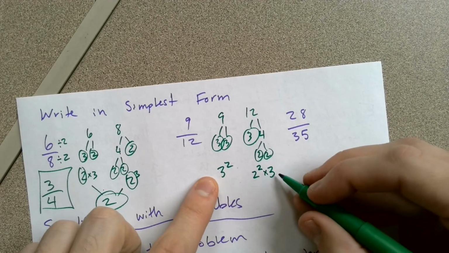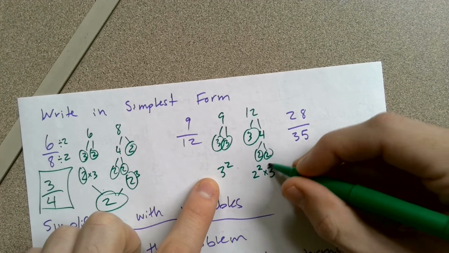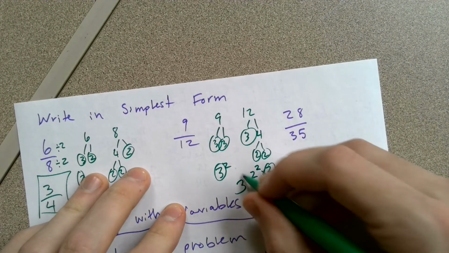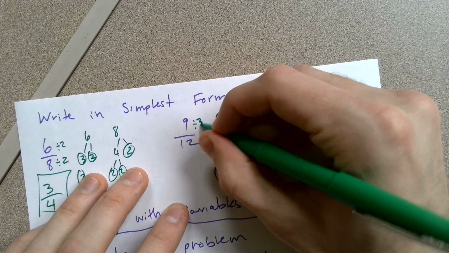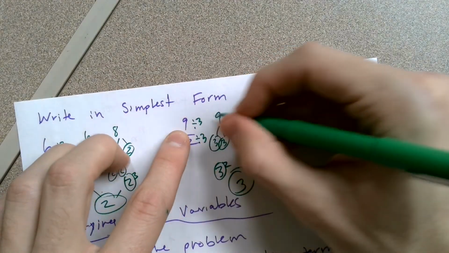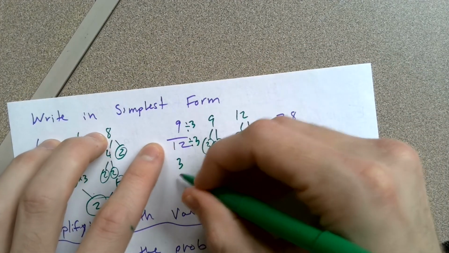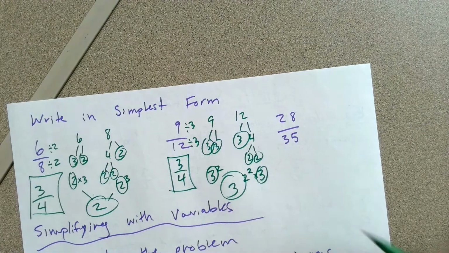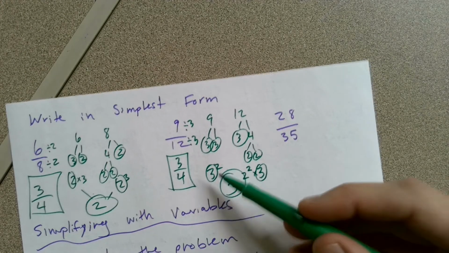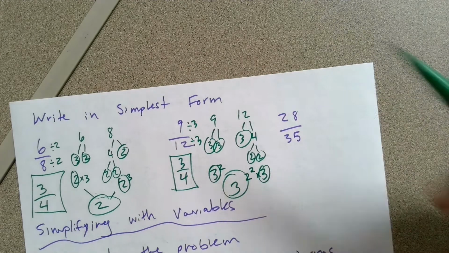What do they have in common? They both share 1 3. 3 is the greatest common divisor. Divide each by 3. 9 divided by 3 is 3. 12 divided by 3 is 4. We got 3/4, our answer once again. We found that greatest common divisor. We used that to divide each.